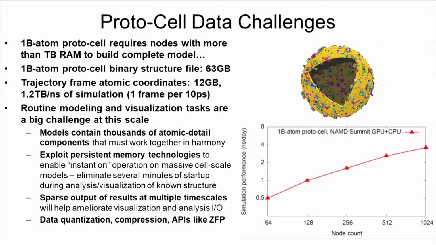Just that shell is 1 billion atoms, and just the structure, just the model of that atomic structure with the waters and solvent and ions is about 63 gigabytes. So you can imagine that it goes up from there as soon as we have dynamics. One time step is 12 gigabytes. And so if we store one time step every 10 picoseconds, we're going to have a huge amount of data coming out of a simulation like this.